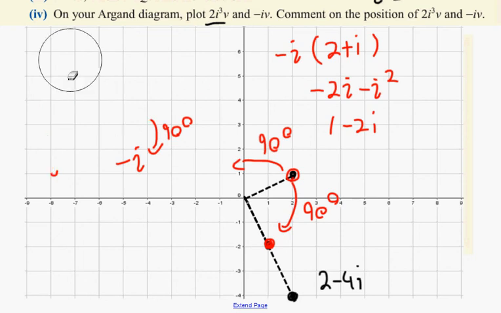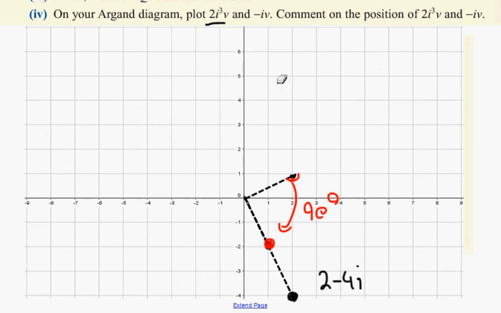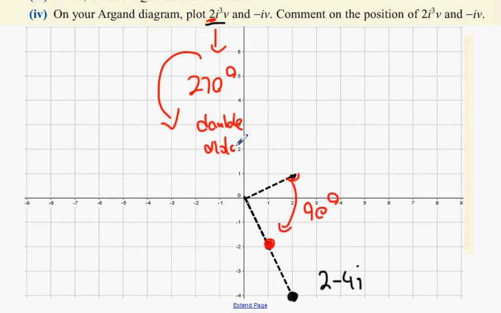So the first answer is, even just by looking at it, guys, i cubed means 270 degrees anti-clockwise. You multiply it by 2, which means what? You double the distance. Now, you look at the minus i, and what do you say about minus i? 90 degrees clockwise, same distance.